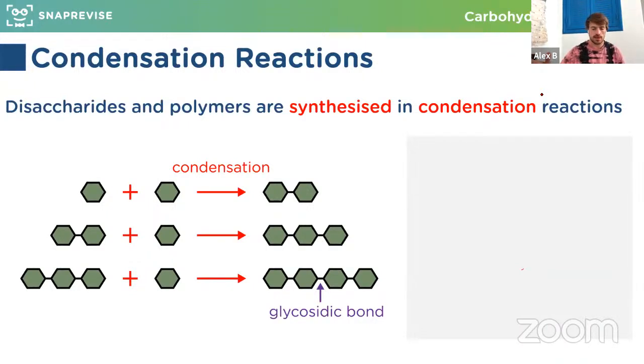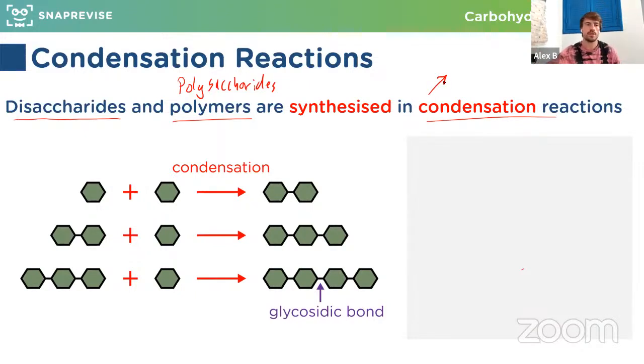So let's look at how that happens. Disaccharides and polysaccharides, we'll be more specific here, are formed by condensation reactions. So a condensation reaction, in fact, let's throw that as a question. Who can tell me what a condensation reaction is? What's the definition? It's actually a very important one.